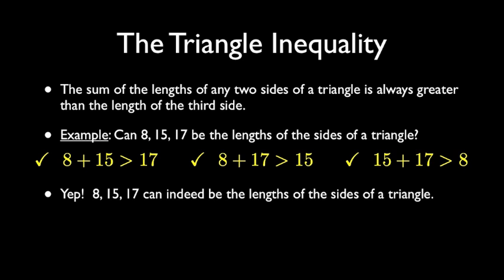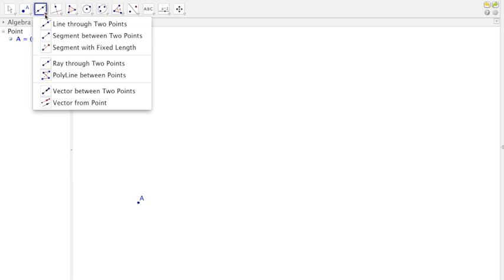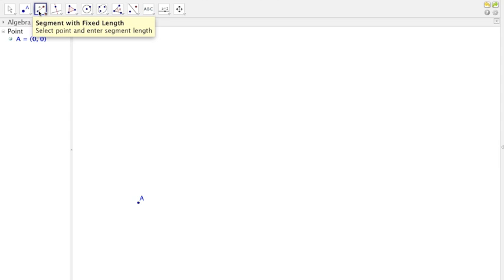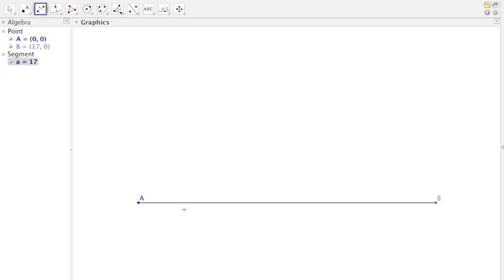Here I have a blank drawing pad with one point, point A. Now I'm going to create a segment, but instead of using just the strict old segment tool, I'm going to use segment with a fixed length. Its help text says select a point and enter segment length. So I'm going to pick the longest side of that trio. We had 17 was the longest side, and now I've got a segment that's 17 units long.